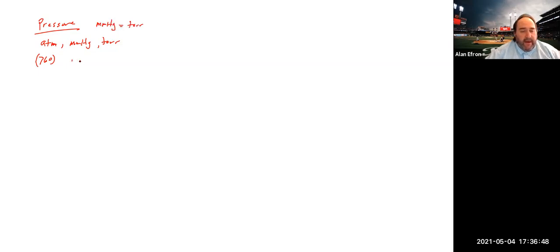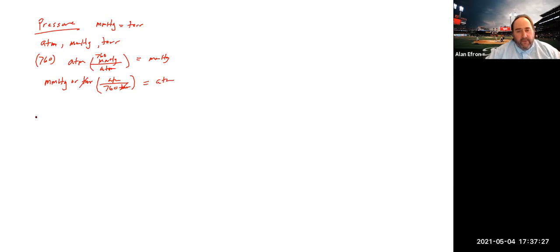And again, if we have atmospheres and want either millimeters of mercury or torr, we multiply by 760, and that will get us millimeters of mercury. Obviously, if we have millimeters of mercury or torr, we divide by 760, and that will get us atmospheres.